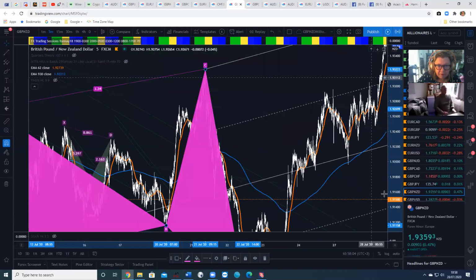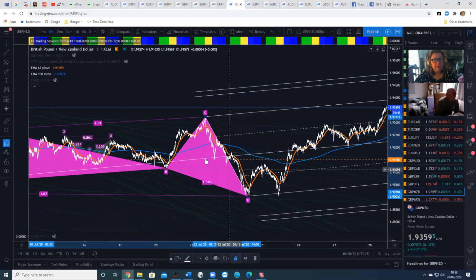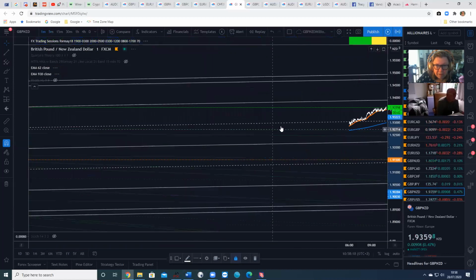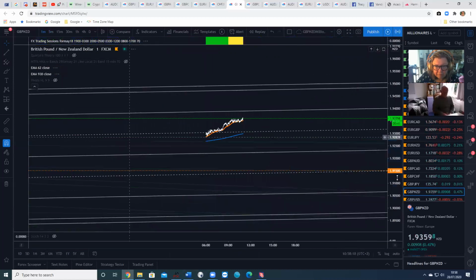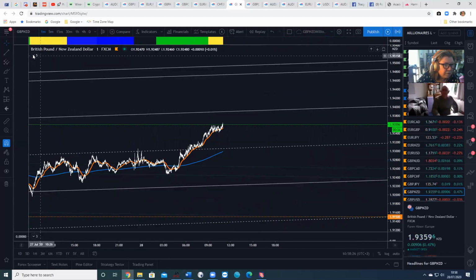So once you've done that, just lock everything on. Just right click and lock. Then there's no danger of it slipping. Come down to the 1 minute, so we can now have a look, see where price is, and make sure I've got everything on.